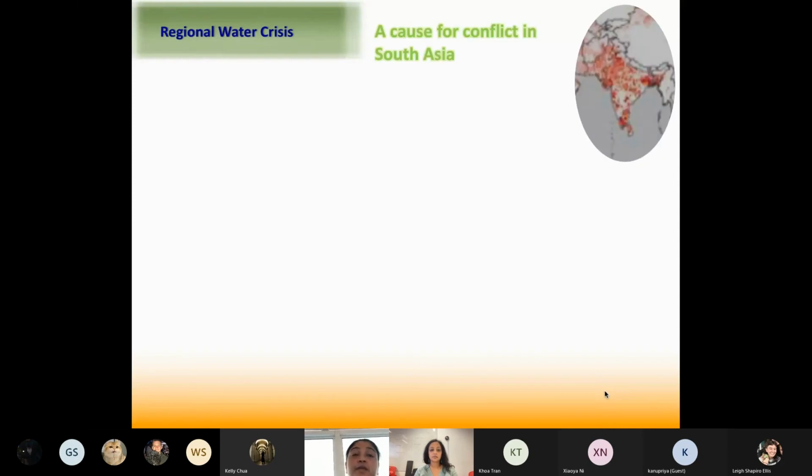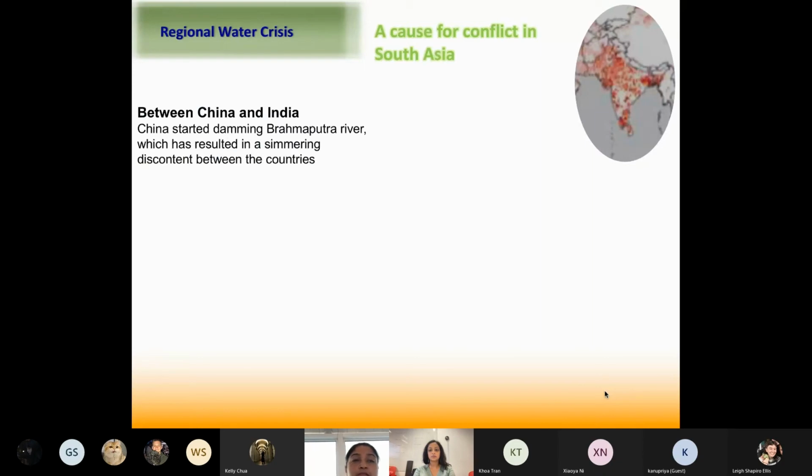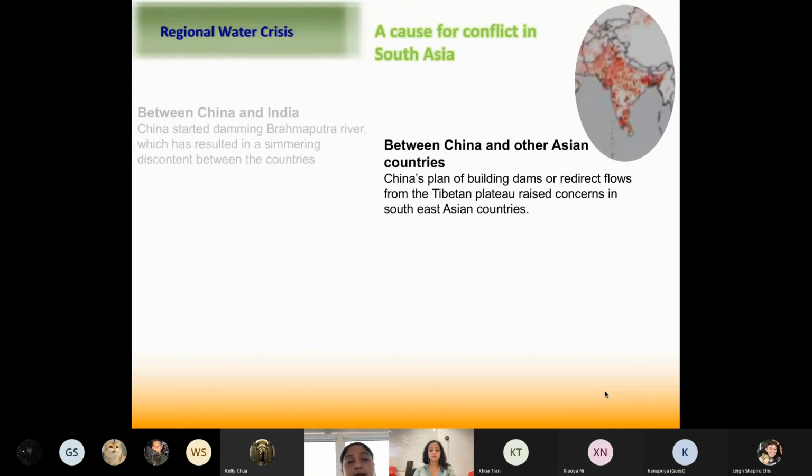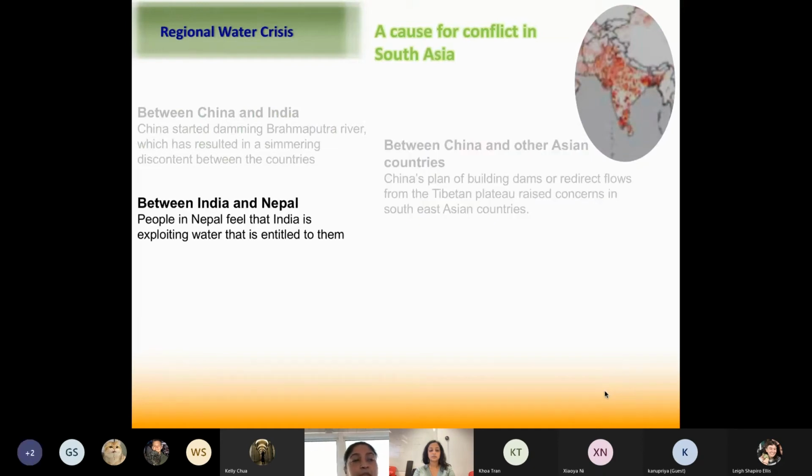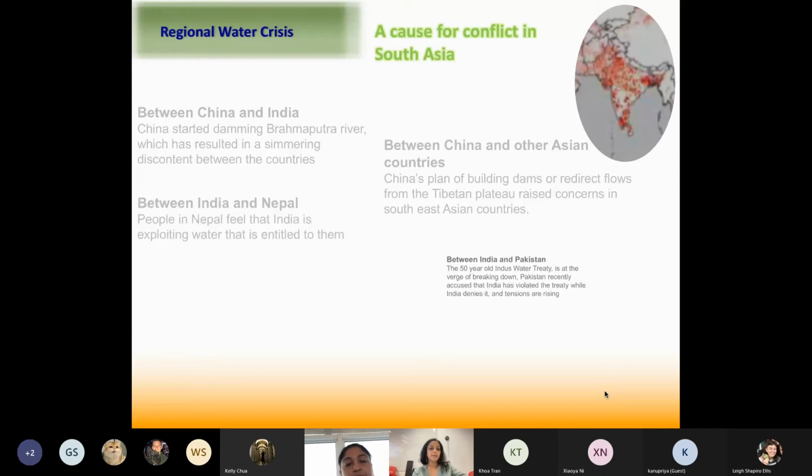Water is a cause of major conflict, even though we may not talk about it, not only in India but globally. Say between India and China, the Brahmaputra River has always been a cause of discontent. China and other Asian countries, especially the Tibetan Plateau, again, the rivers flowing between them are a cause of concern. India and Nepal, here Nepal feels that India being the big sister, Nepal doesn't get the right use of the water.